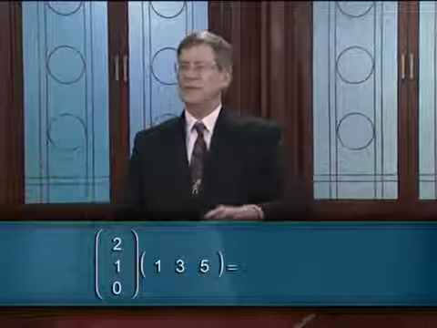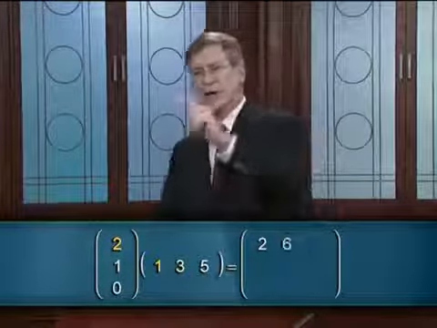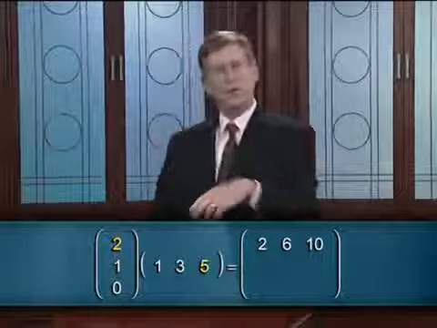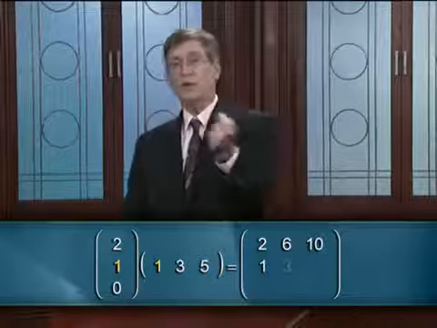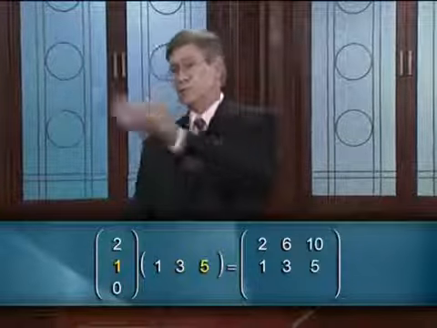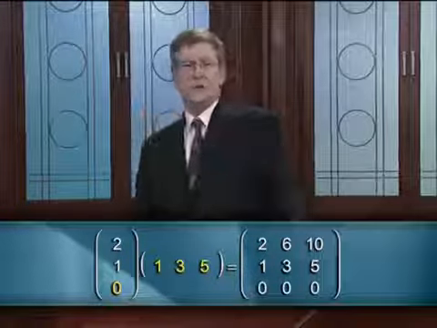Let's do some of the entries. How would you get the upper left-hand entry? 2 times 1, and then 2 times 3, and then 2 times 5. So the first row is 2, 6, 10. The middle row is 1 times 1, 1 times 3, 1 times 5, so it's just 1, 3, 5. And the third row is really nice, 0 times each entry, 0, 0, 0.